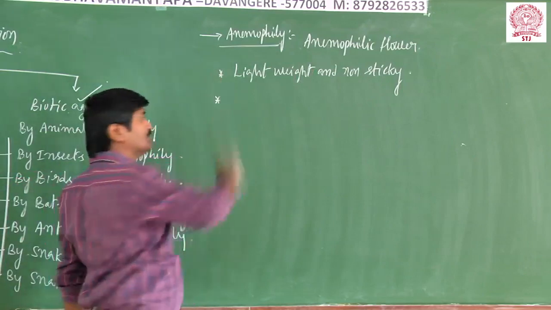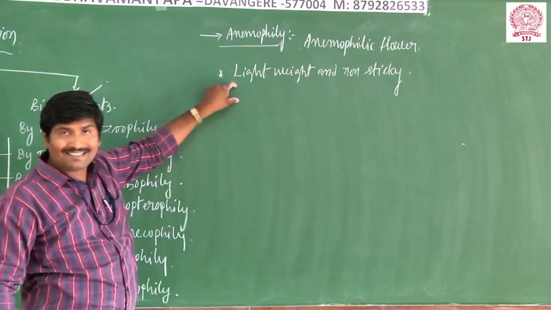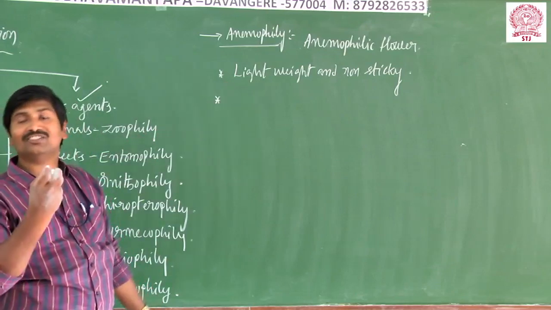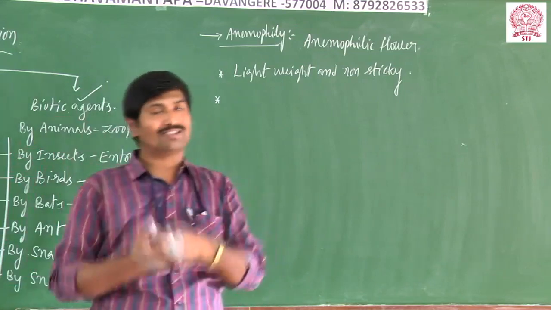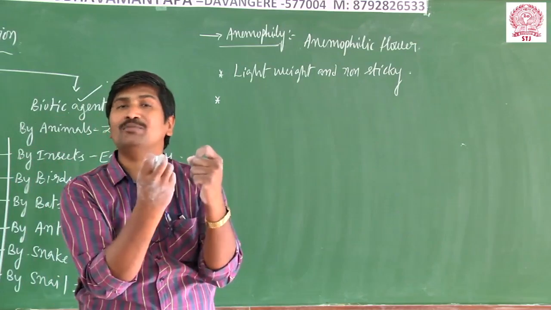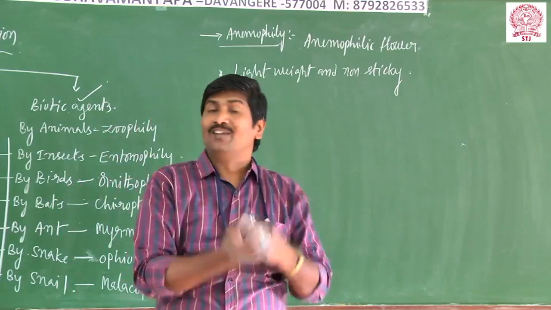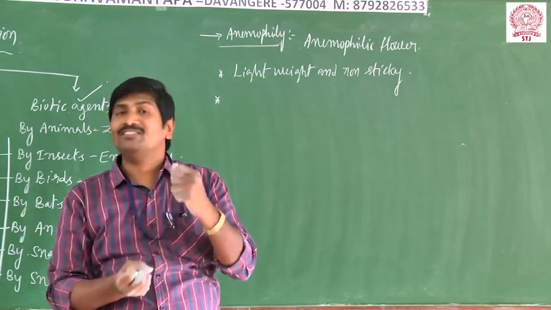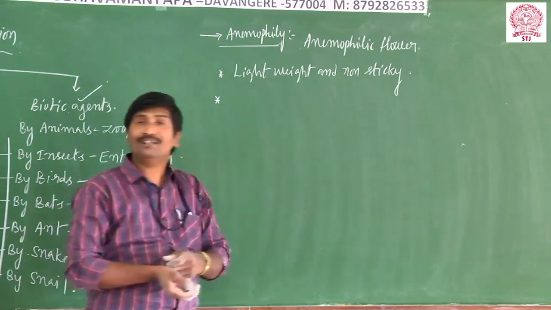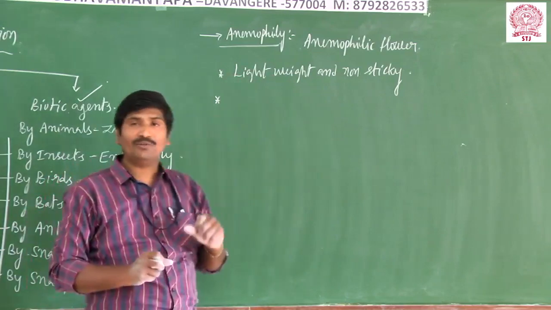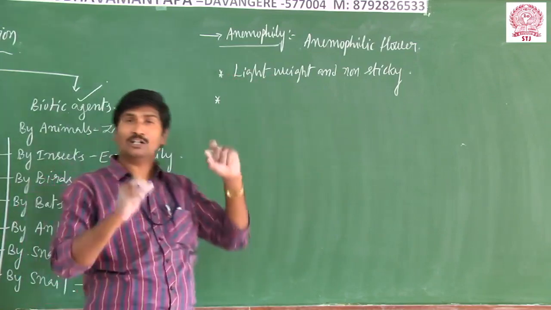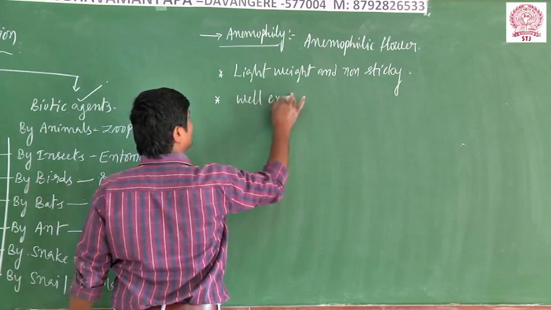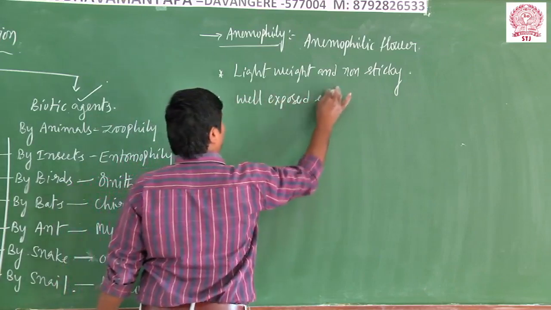Second one, the stigmatic lobe is a feathery structure and the stamens are well exposed to the outside, because that allows easy dispersal of the pollen grains outside. And when the feathery stigma is there, it easily traps the pollen grains from the environment. It is also a characteristic of the anemophilic flower. The first character is lightweight and non-sticky, and the second one, well exposed stamens.